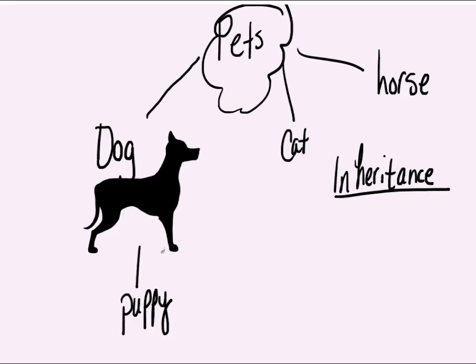But the methods that are particular to this object, like a dog, would only belong to the dog class. For instance, the dog is going to have the barks method, and so could a puppy. A cat is going to have a meows method, and then a horse is going to have the neighs method, neigh. So these are going to be methods in these particular classes.